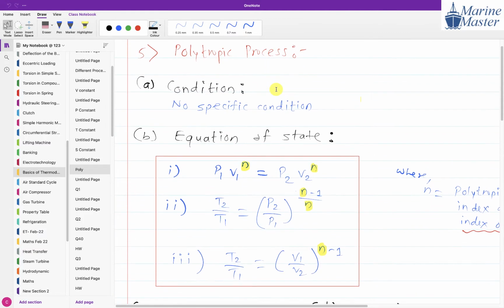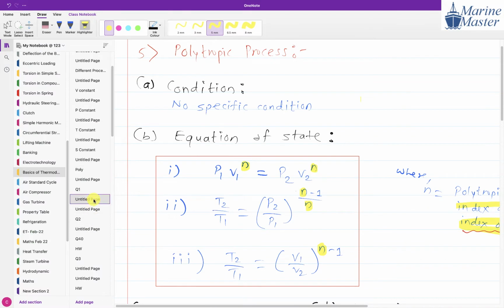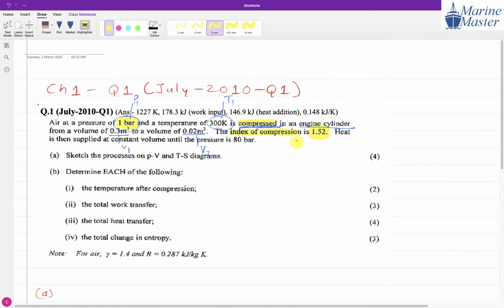In which process have we used the words index of compression? If you remember our discussion, we use index of compression or index of expansion in a polytropic process. If the process is a compression process, we say index of compression. If the process is a polytropic expansion, we say index of expansion. But in this question, they have given us an index of compression. Why?